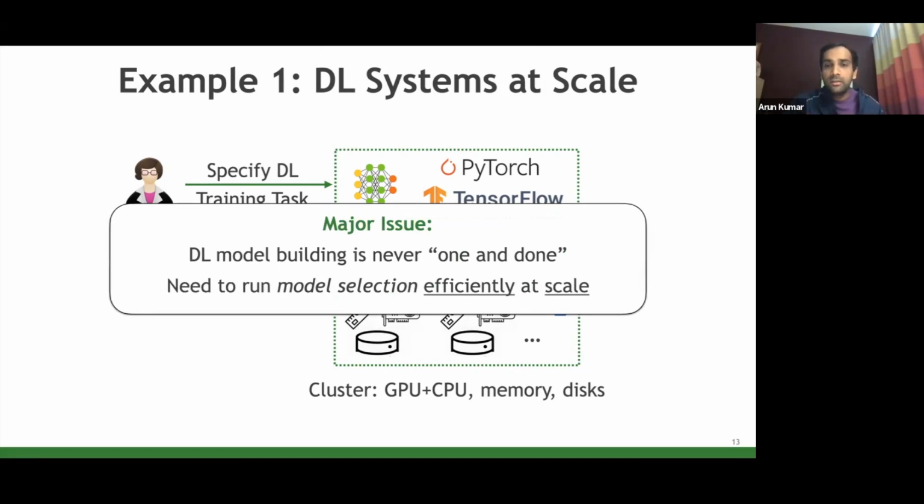You need to run model selection efficiently at scale. And what is model selection? This is where you have to tune your hyperparameters. Maybe you have to tune your data representation inputs, feature representation for the output, maybe the architecture itself. And so there's a lot of empirical process involved here where you train multiple models. And that process has to be handled efficiently at scale.